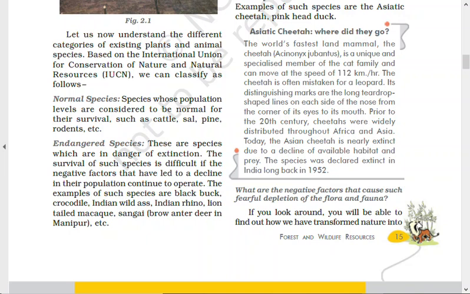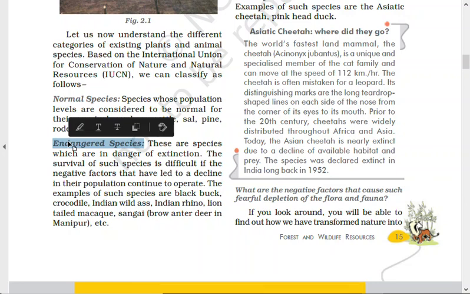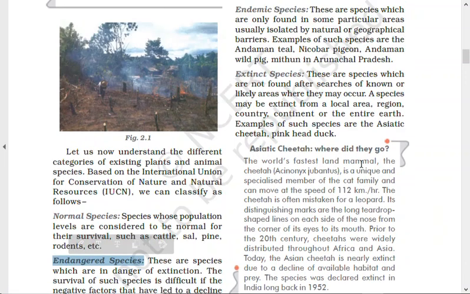Whatever the easy names are, you must memorize them. Let's say crocodile, blackbuck, Indian wild ass, then Indian rhino, lion, and so on. Of course, we can memorize these things. So these are the endangered species. That means if we keep doing these economic or modern activities, these things will be in danger of extinction.